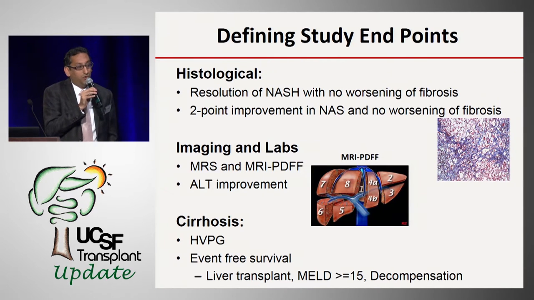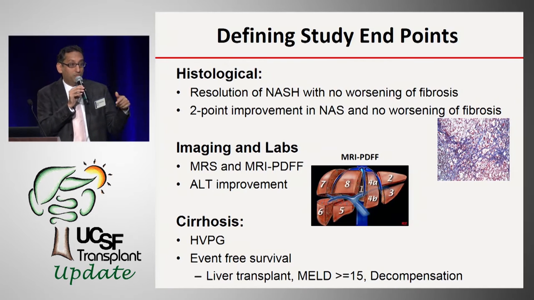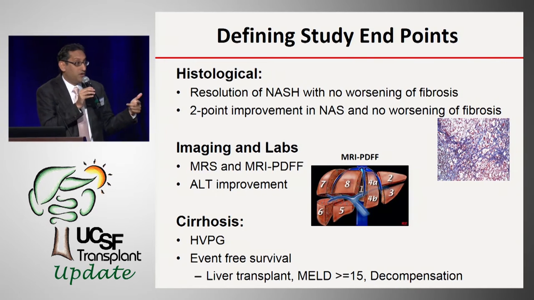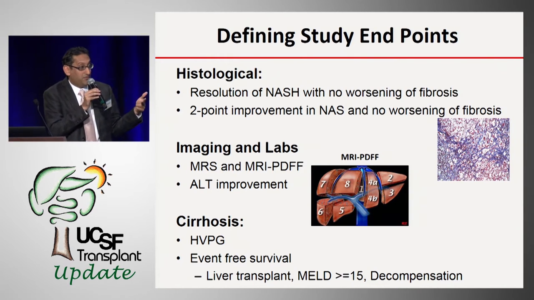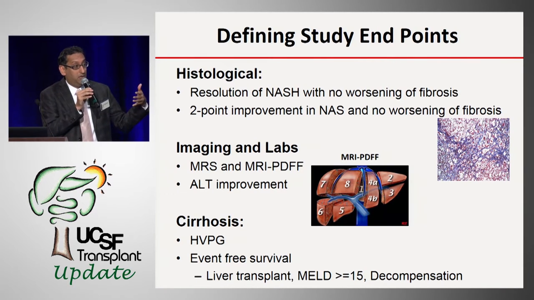The second, which is mostly used by our NASH CRN, is improvement of NASH score of 2 or more points with no worsening fibrosis. And that improvement has to be in more than one category. So you can have improvement in steatosis, ballooning, or improvement in inflammation. These are the two most important definitions that have been used. And when I show the clinical trials, you will get an idea of what it means and how many people are able to achieve that primary outcome.